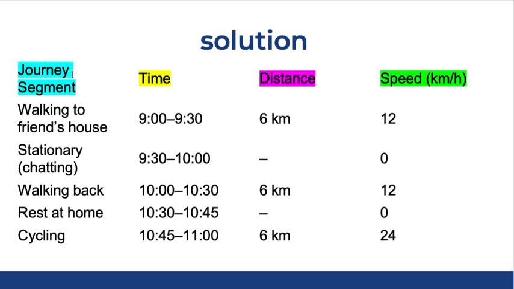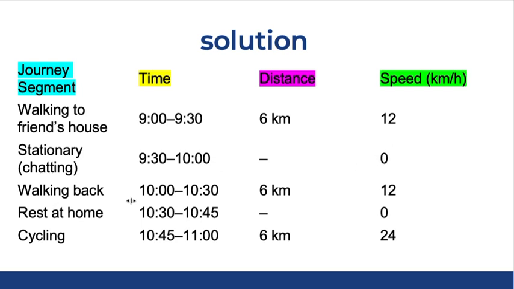If you want to understand her journey segment, walking to her friend's house from 9 to 9:30, she did 6 kilometers in 30 minutes. So that ended up being 6 over. Remember, I told you in the previous video as well, if our responses are in terms of kilometers per hour speed, the time of 30 minutes has to be converted to 0.5 hour. And then when you do that, you will end up with 12 kilometers per hour. The stationary or the chatty part is for 30 minutes, and the speed is always 0 during that time.